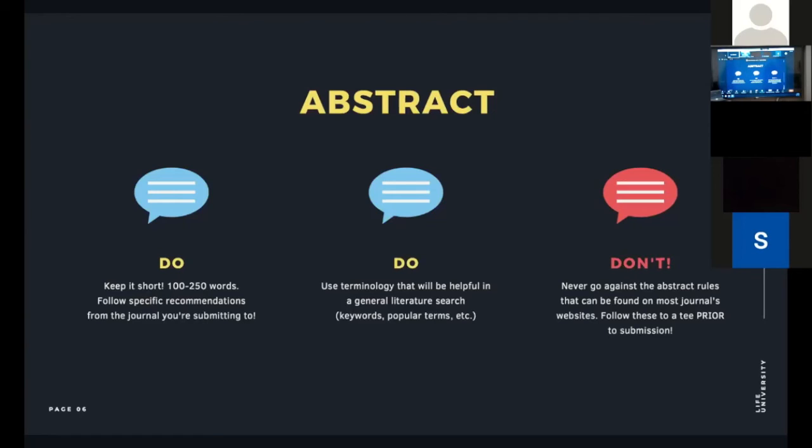The biggest don't, already mentioned, is to just really, really find those rules from the journal itself. And when you find them, don't ignore them either, because as Dr.